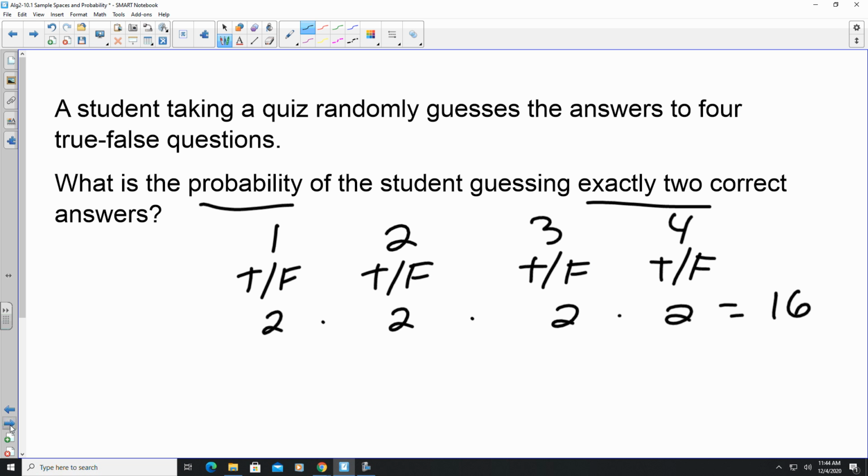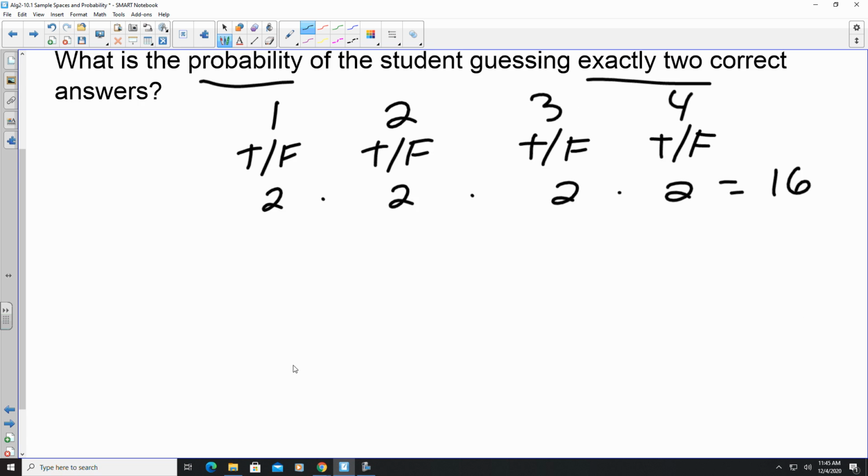So there's 16 possible ways that this particular individual could have gotten answers correct for 4 true or false questions. He could have gotten them all right. That's one scenario. He could have gotten them all wrong. That is another outcome. But what we need to do is figure out what this person got for exactly 2.